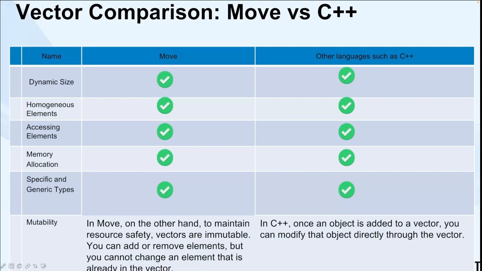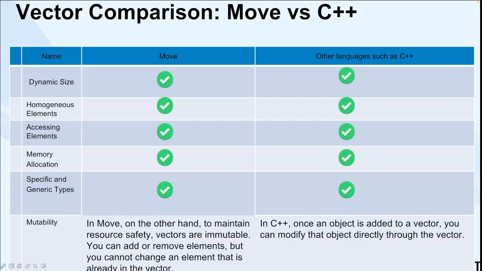As for the specific and generic types, both vectors can be of a specific type or a generic type. So for instance, in C++, you can have std::vector<int>, which can only contain integers, or a std::vector<T>, which can contain elements of any type T. Similarly, in Move, you can have a vector<Widget>, which can only contain Widget objects, or vector<T>, which can contain elements of any type T.